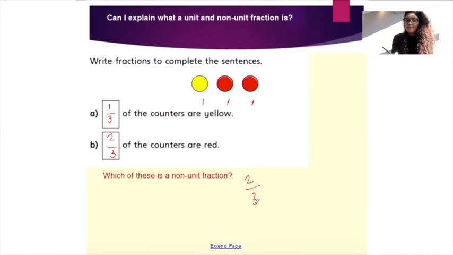It would be 2 out of 3, because a non-unit fraction is any fraction that has the top number being more than 1. Remember what we call a fraction that has a numerator equaling 1. We call that a unit fraction. So part A has a fraction that's a unit fraction. Part B has our non-unit fraction.